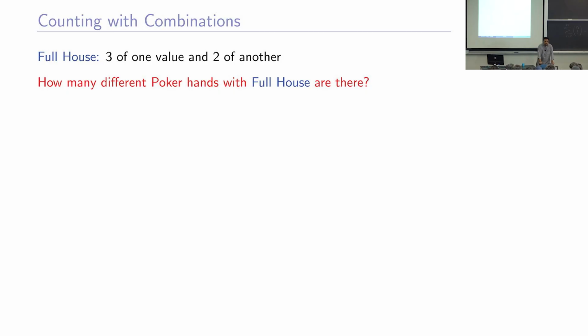So we have 13 choices. Why? What happened to the 13th value? Because it has already been used by the 3 of a kind, right? So it will be 12.